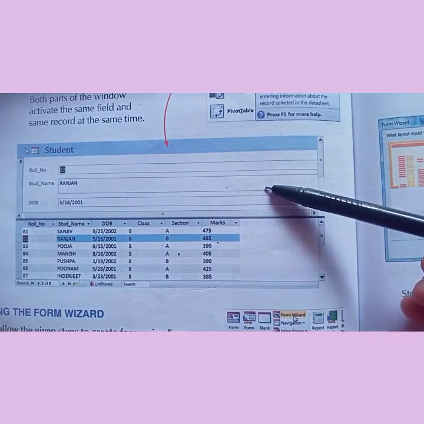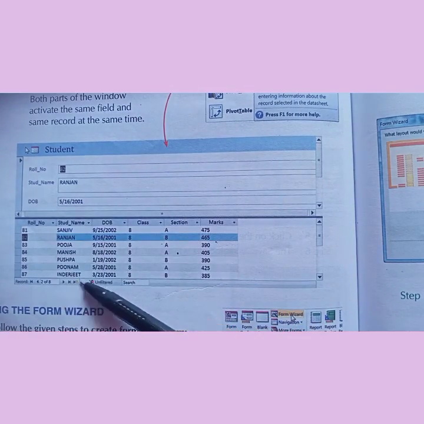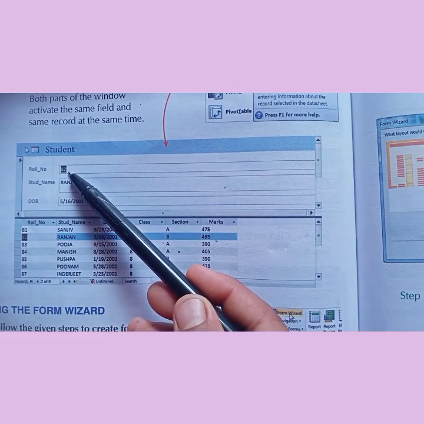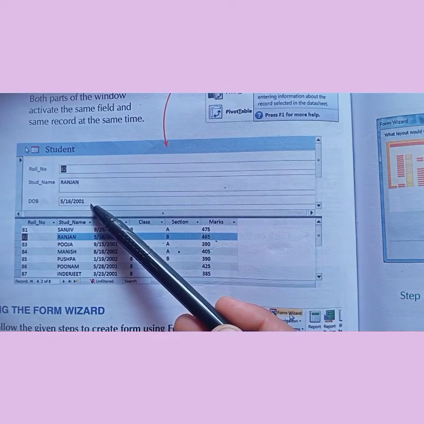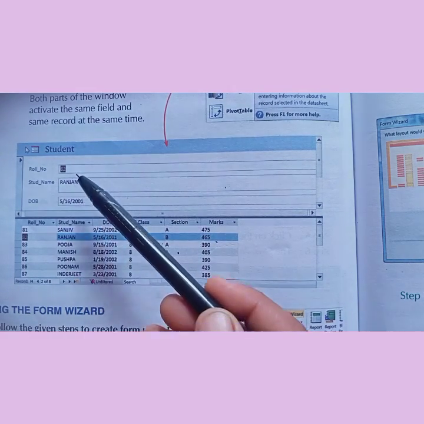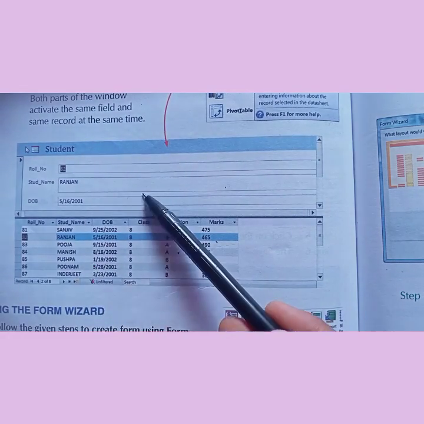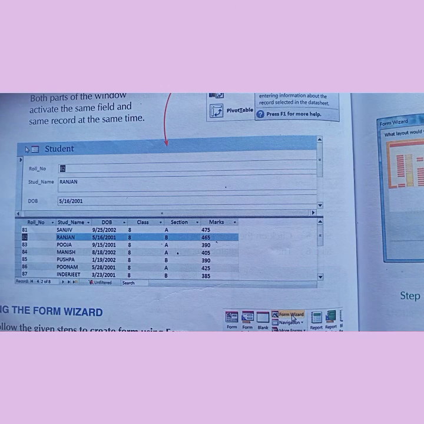The top section you will be getting the form, and in the bottom section you will be getting the table which is linked to this form. So whenever you will do the entry over here, roll number 82, student name Ranjan, date of birth 5/16/2001, as soon as you will fill this, that will be reflected here in the table. So this is split form. In the split form simultaneously, you will be filling the form as well as you will see its effect in the table. Both are done at the same time.